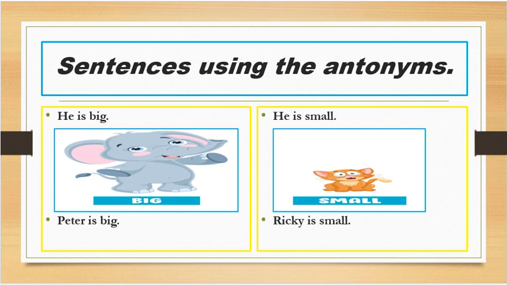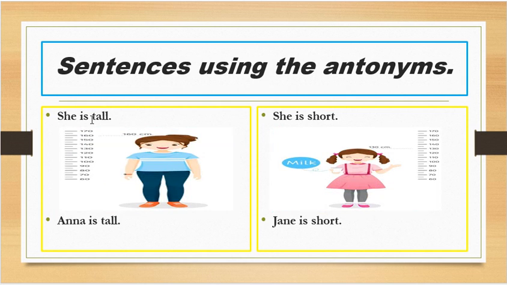Next, she is tall, she is short. Here we're talking about the girl. Again, the antonyms describe that this girl here is tall, and the girl here is short. So we can say Anna is tall. I can say Natalie is tall. I can change that one. I can say Araya is short, because we're talking about a singular person.